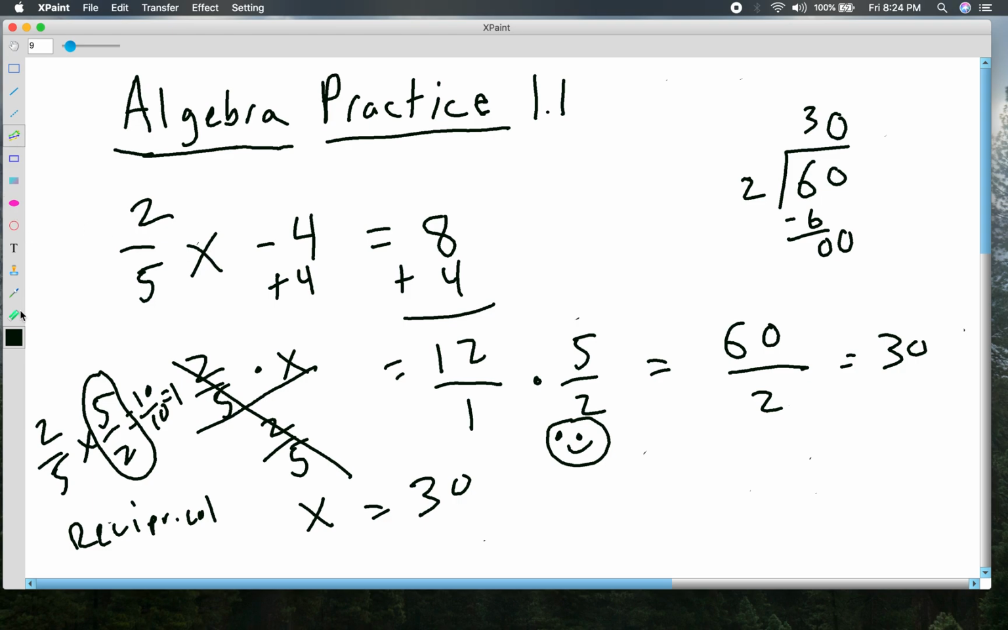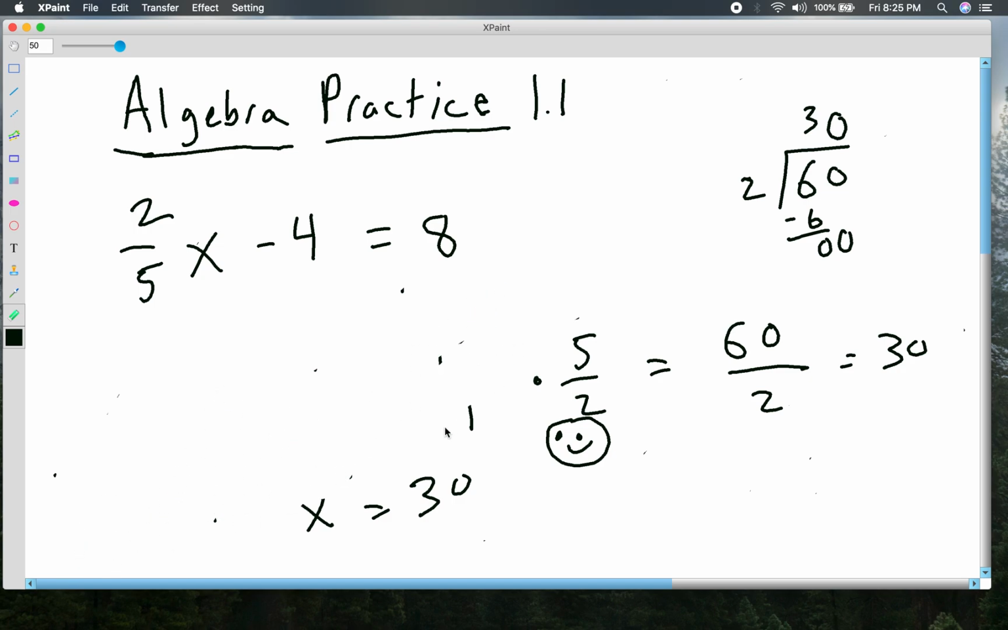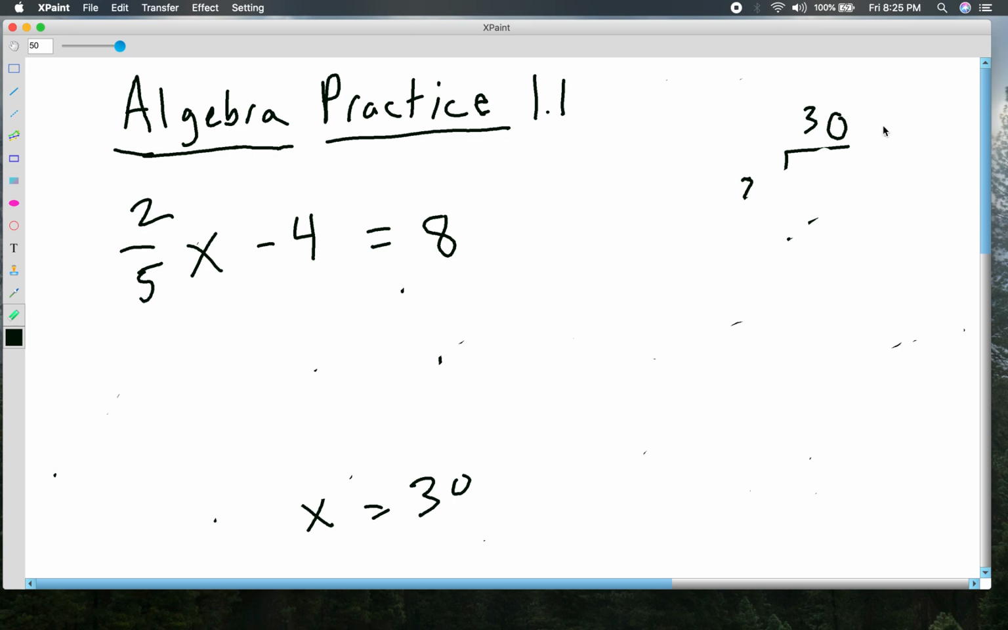Yay. All right, so let's go ahead and erase this and make sure that we are double checking our work by seeing if 30 is in fact the answer. Always got to double check our work, because algebra is self-referential. It checks itself. It's great like that. You don't have to ask a teacher or anything.